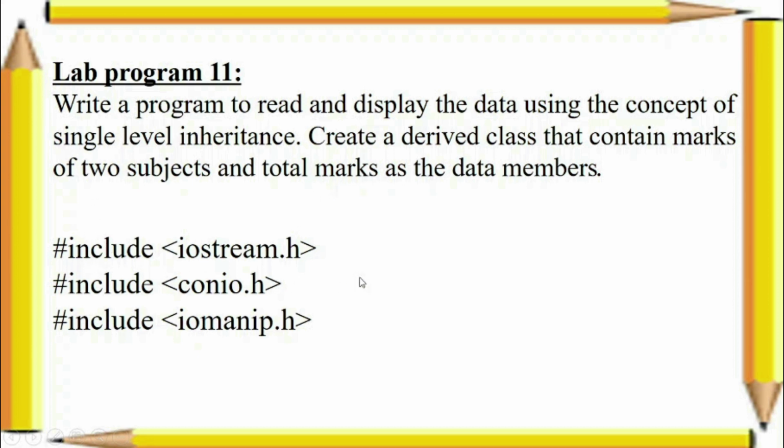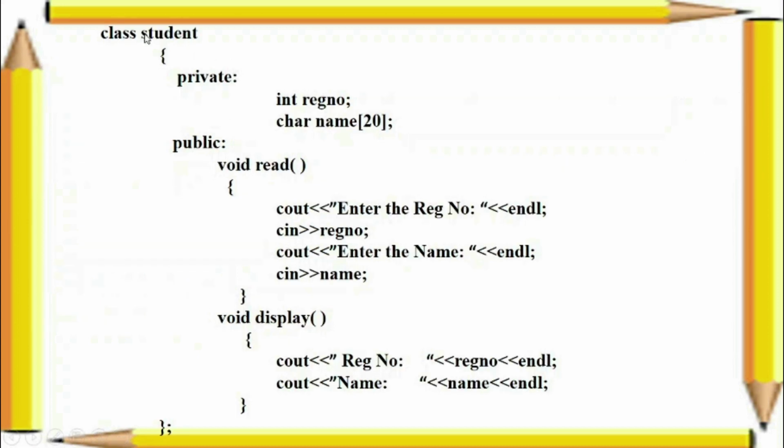#include <iostream.h>, #include <conio.h>, #include <iomanip.h>. All these three header files, you know why they are used. Correct? Now let us see the base class.